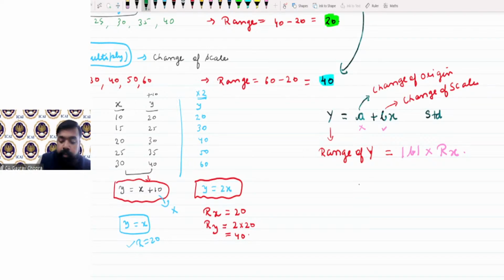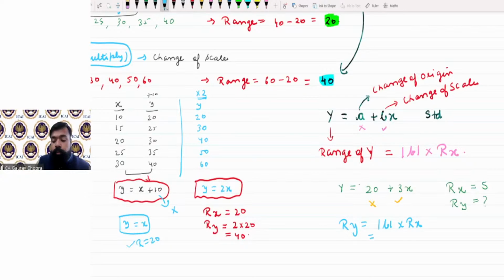Now let me write one equation. Y is equal to 20 plus 3x. Range of x is 5. Then what will be the range of y? You have to calculate this. So we know that 20 will have no impact, but 3 will have the impact. Therefore, range of y will be mod of b into range of x. And what is mod b? It is 3 multiplied by range of x is 5. The result will be 15. Range of y will be 15. So in this way we can answer.